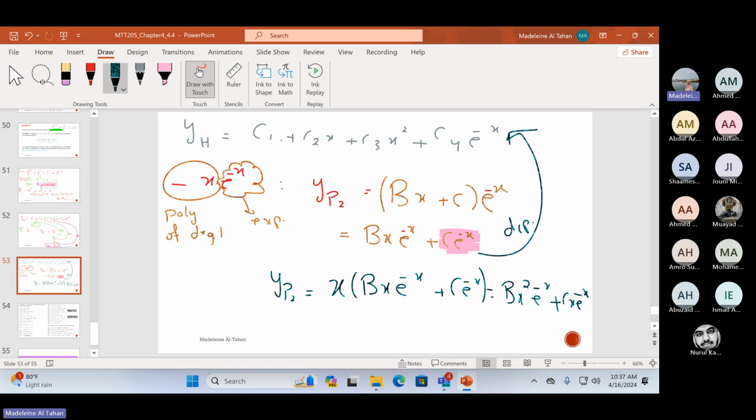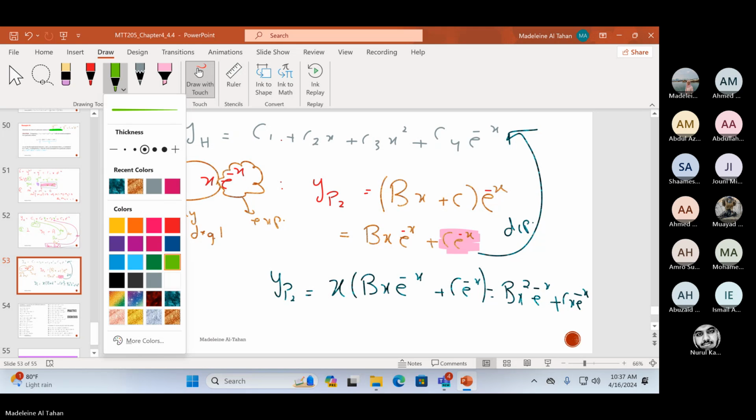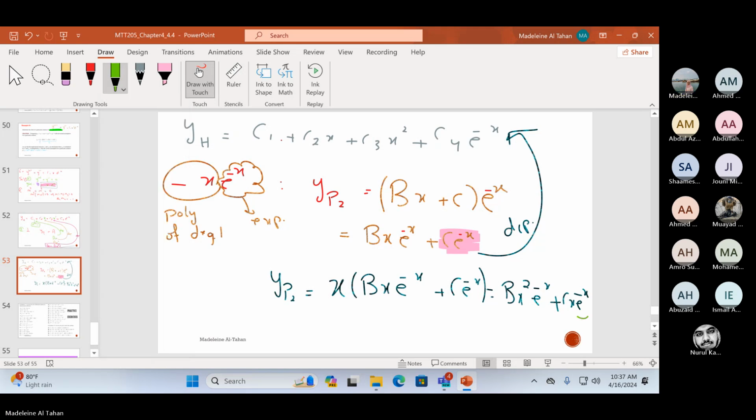Are you okay with it? Dependent or independent? Do we have x E negative x in the homogeneous part? No. Okay. So now the last step, y equal, of course, you need to rewrite that. You don't keep it in this way. YH plus YP1 plus YP2. Any questions?